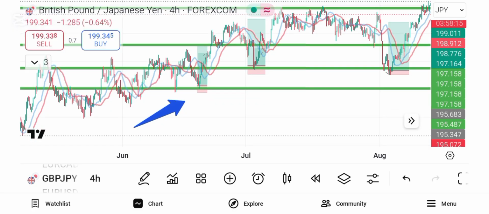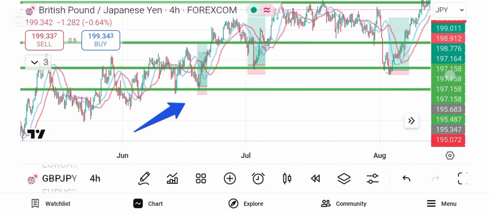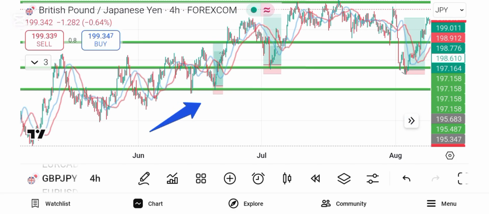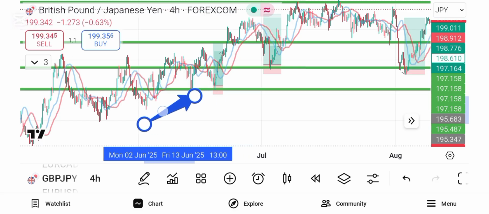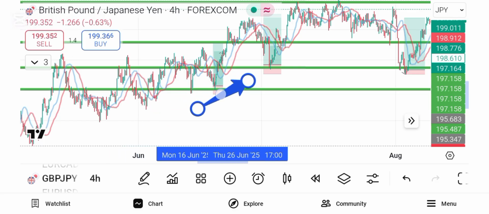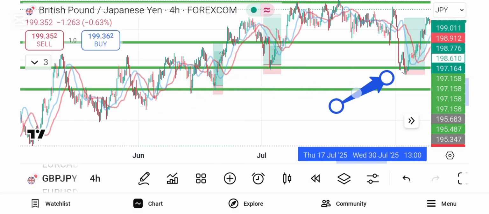So even though I see a sell setup, I'm not going to take the sell setup, because the sell setup may not take long. You understand? So that is how I was able to catch these buys and also these buys.